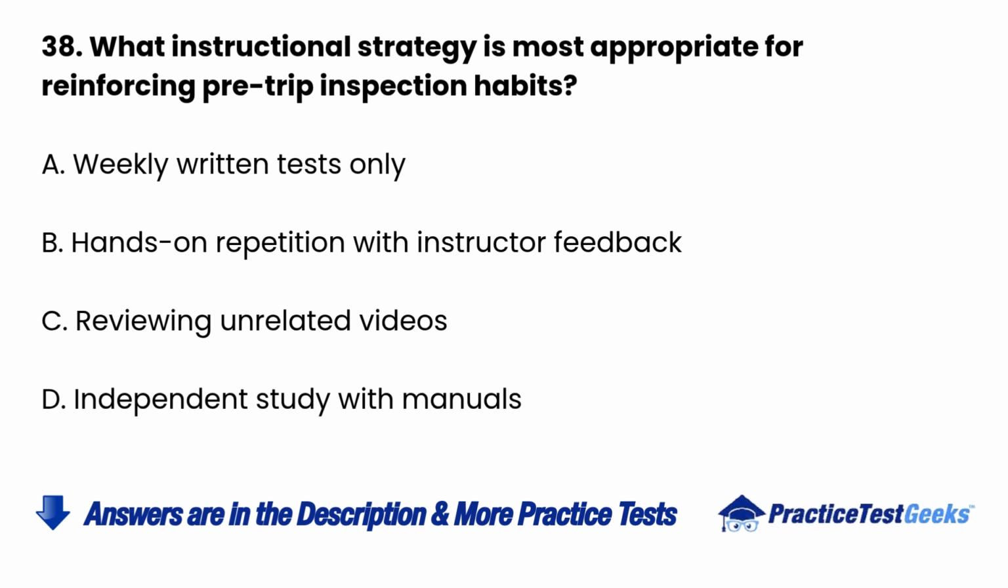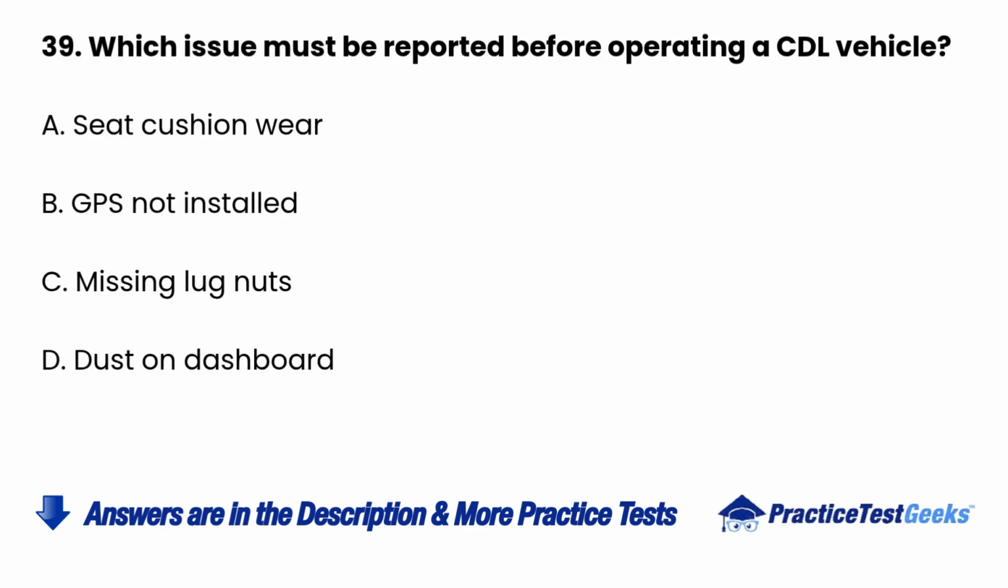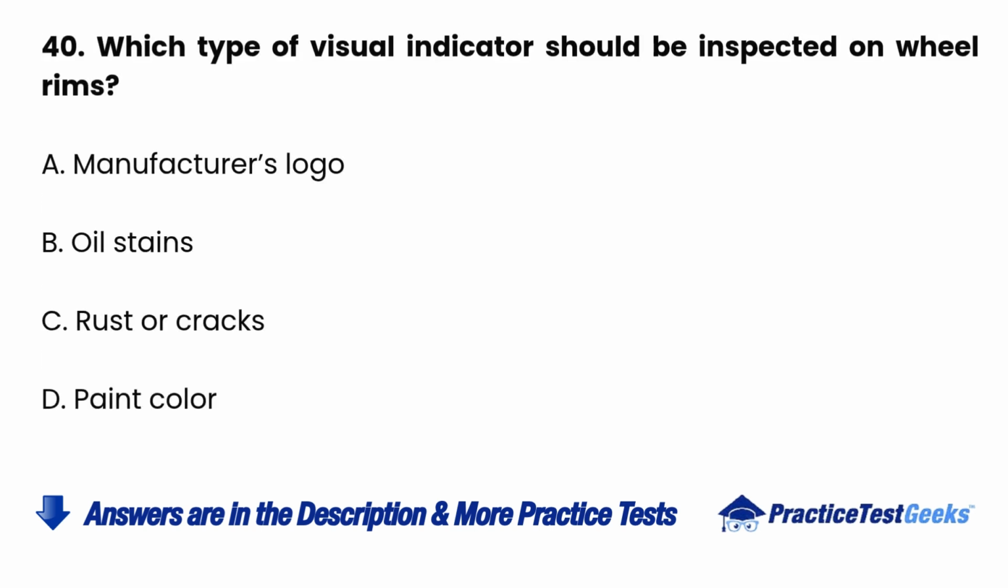C. Reviewing unrelated videos. D. Independent study with manuals. 39. Which issue must be reported before operating a CDL vehicle? A. Seat cushion wear. B. GPS not installed. C. Missing lug nuts. D. Dust on dashboard.